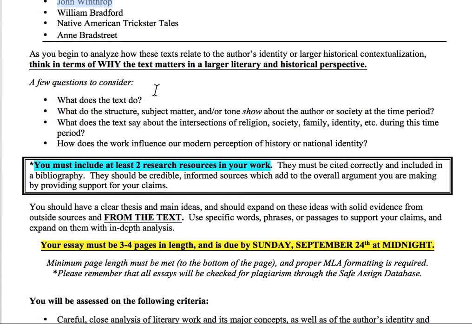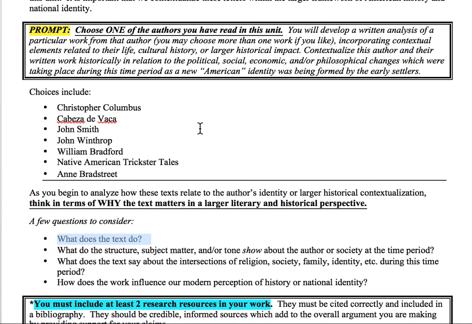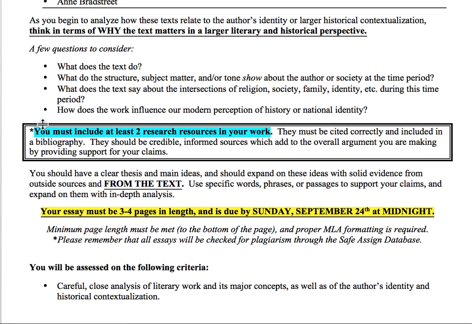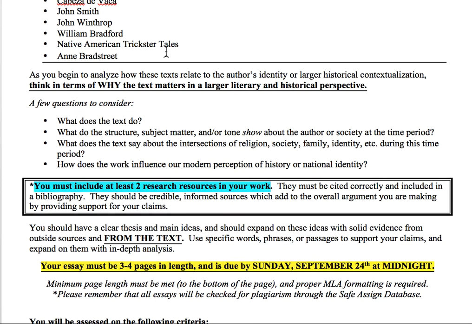So a few questions to consider. What does the text do? Why does it exist? What does it do in terms of larger historical impact? So something like Columbus's letters were written to garner support from Spain and to get money to keep funding the expedition. What does the structure, subject matter, or tone show about the author and the time period? How does Anne Bradstreet's discussion of the family, a discussion of relationships and sensuality, go against Puritan religious morality in many ways?